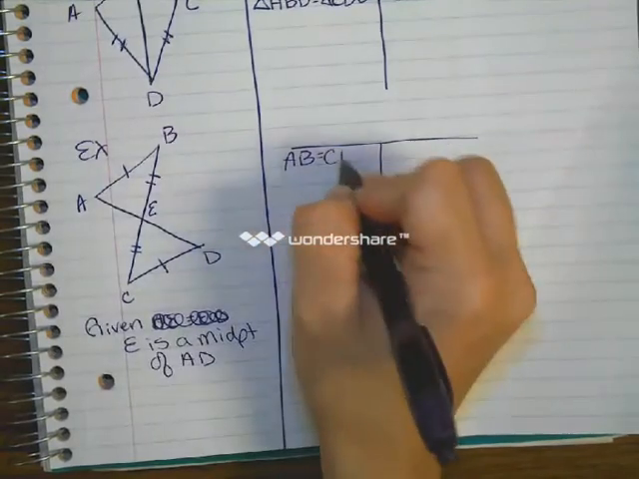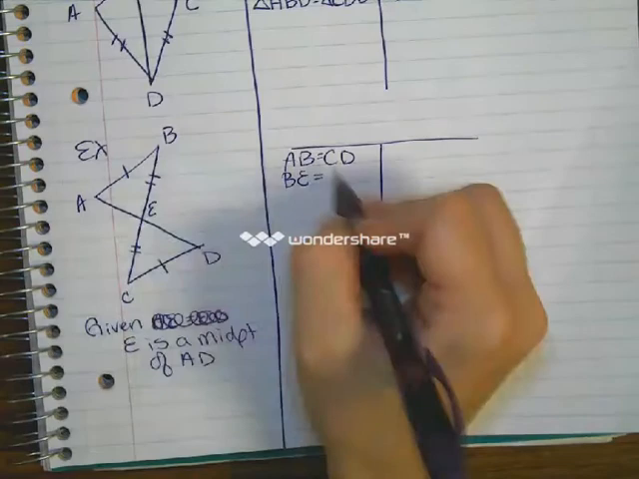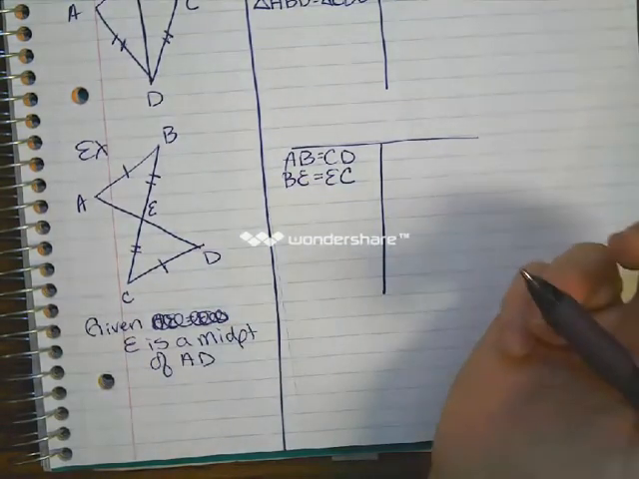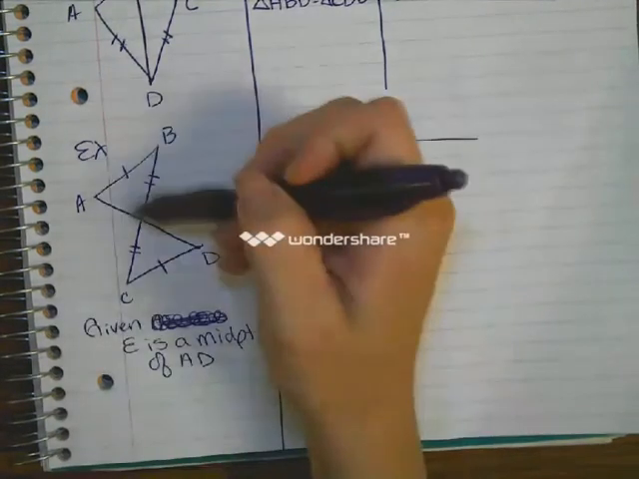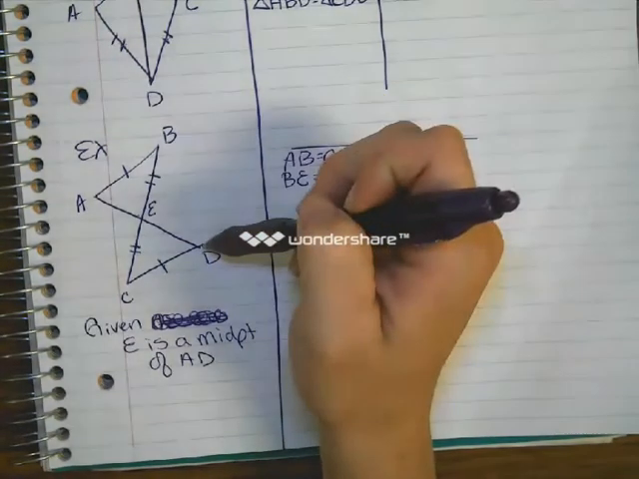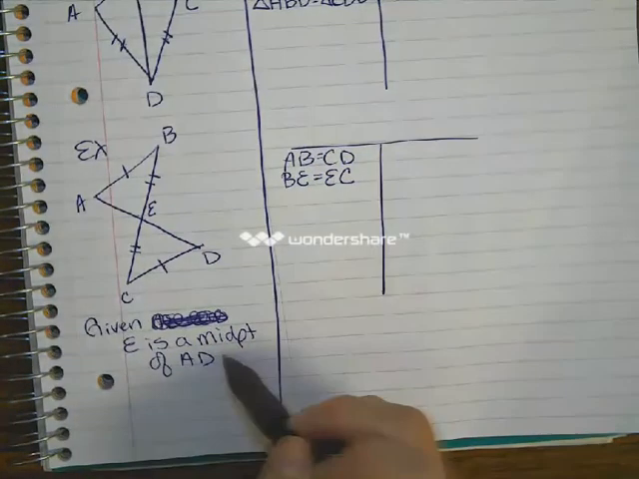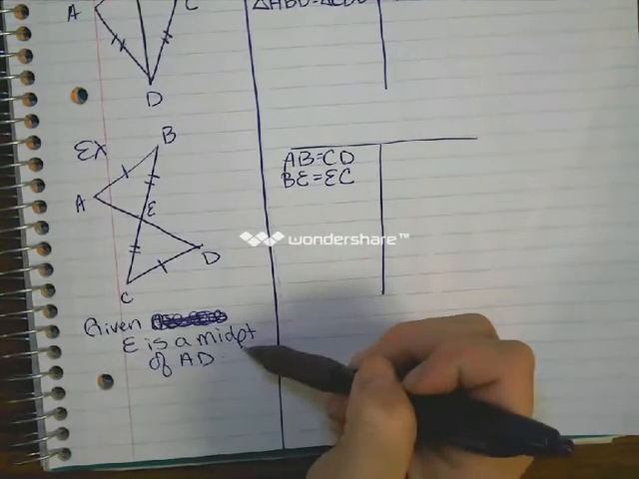Now, every year I have a lot of kids that want to go ahead and say what I almost wrote here. They want to say AE is congruent to ED and say given. Is that what this says? If it isn't word for word, your given statement can only be word for word. So this doesn't say they're equal yet. All it says is that E is a midpoint of AD. That is what we're given.